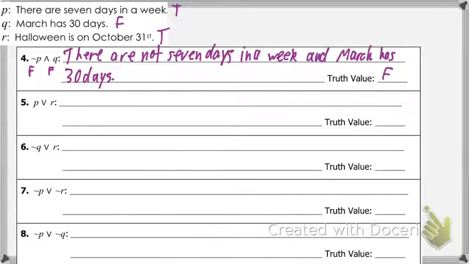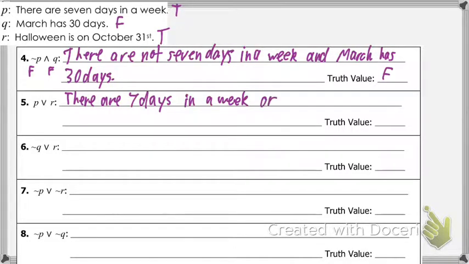Number 5. What's different on 5 here? It's a disjunction, which means it's not and, it's or. I want you guys to try number 5 here. P or R. Who can help me with this one? Levi. There are 7 days in a week, or Halloween is on October 31st. Okay, so there are 7 days in a week, and I like the emphasis you put there. See what I did there?